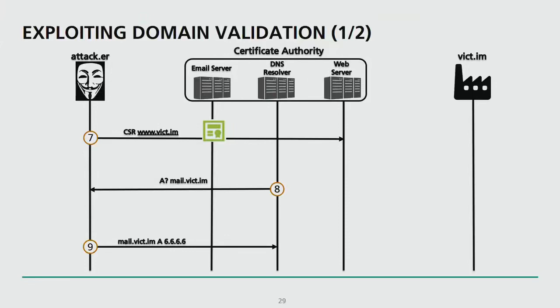Okay, now that we've poisoned the DNS resolver's cache, we can go on exploiting domain validation, which we do another time by issuing another certificate signing request to the web server of the certificate authority. Now the DNS resolver will ask our name server, which we've set up, for the IP address of the mail server of the victim domain, because we injected and poisoned the DNS resolver's cache.